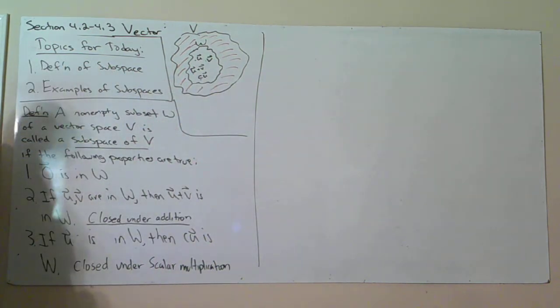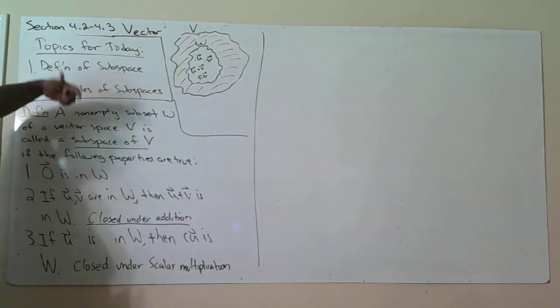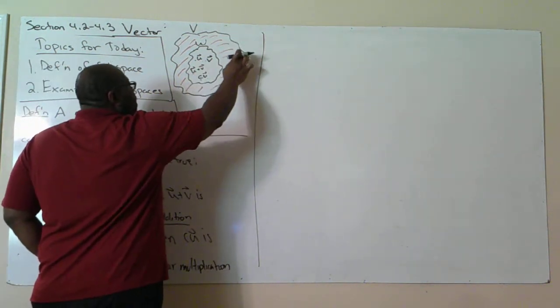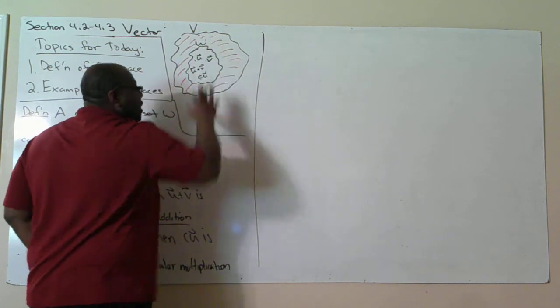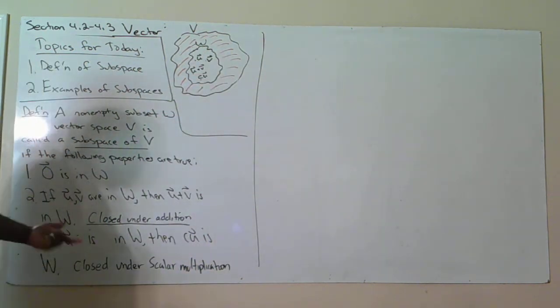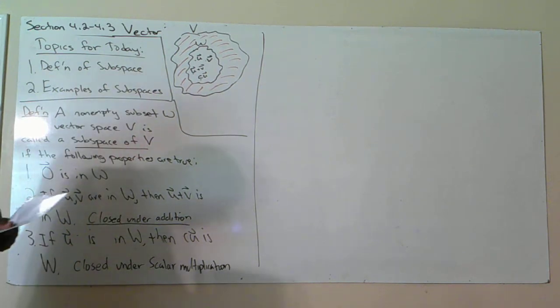So when I do the sum, or a scalar multiplication, that sum and that scalar multiplication is not going to be outside here, but it's going to be inside of my subspace W. It's not going to jump out. That's why we call it closed under addition and closed under scalar multiplication.